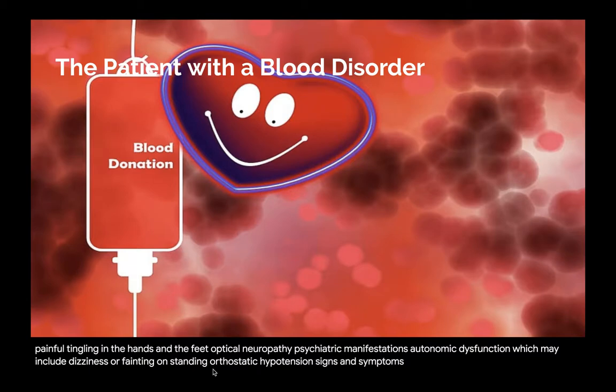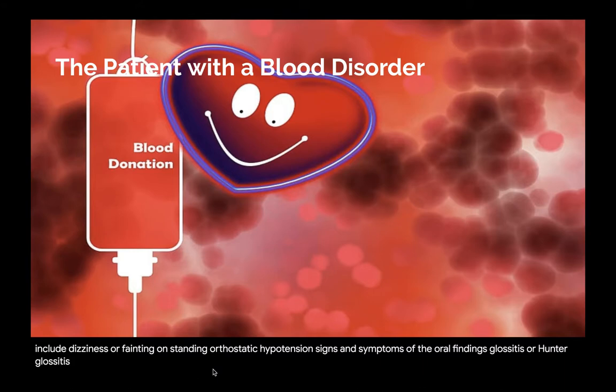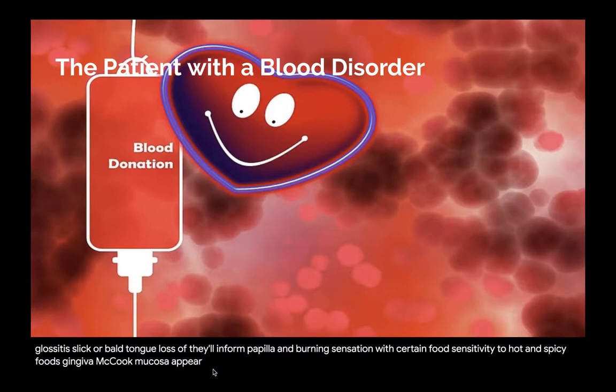Signs and symptoms of the oral findings: glossitis or Hunter glossitis, slick or bald tongue, loss of filiform papilla, and burning sensation with certain foods, sensitivity to hot and spicy foods. Gingiva and mucosa appear pale, atrophic, similar to vitamin B deficiency. And the treatment for pernicious anemia.